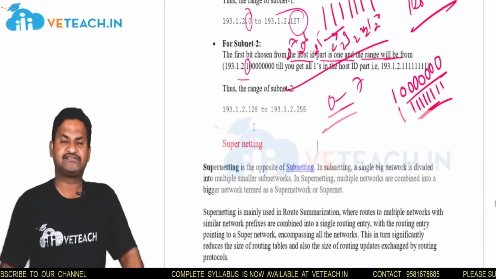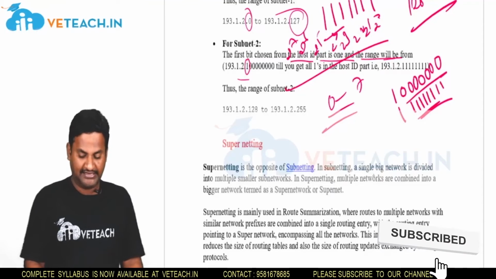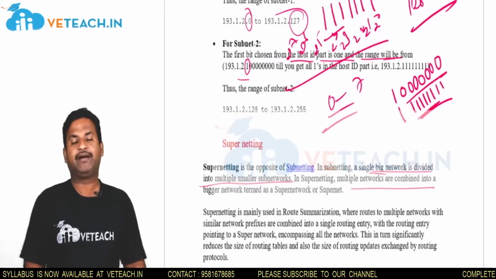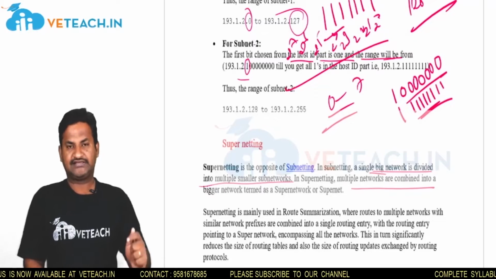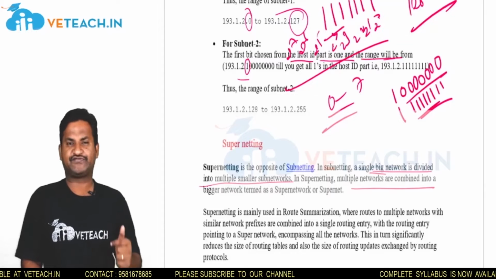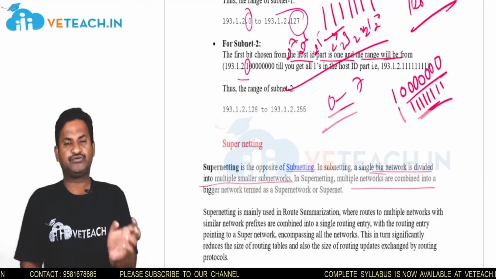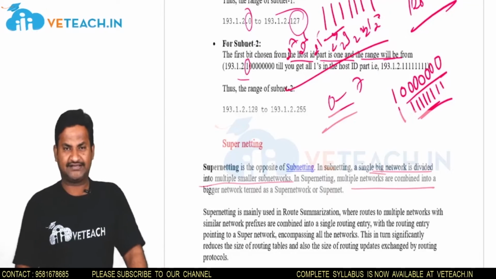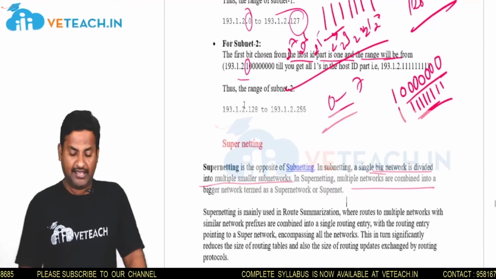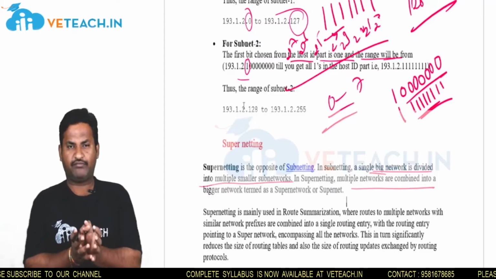Coming to supernetting, the same concept but opposite, smaller networks into a bigger one. In subnetting, a single big network is divided into multiple smaller networks. In supernetting, multiple networks are combined together to form a bigger network. What is the basic procedure of subnetting? Dividing the bigger network into smaller ones for the purpose of security, with the host ID ranging from 0 to 127 bits. Coming to supernetting, the procedure is entirely different from subnetting. Here we combine small networks to form a bigger one.